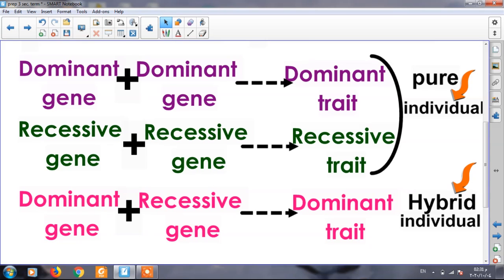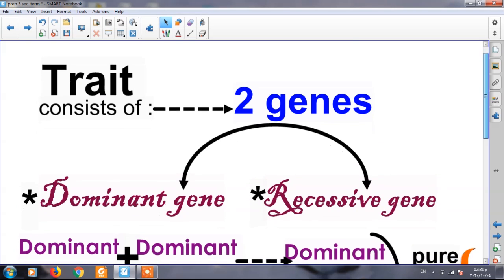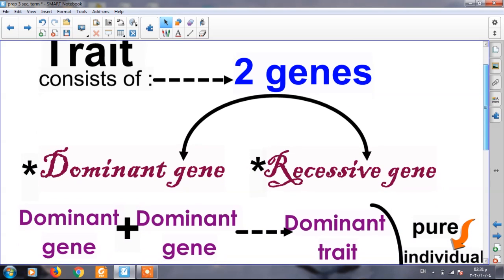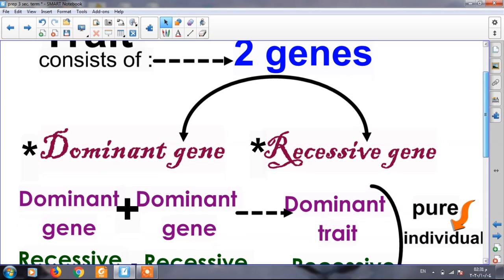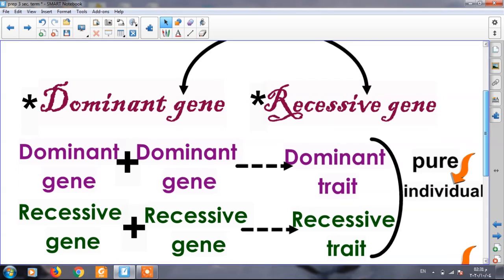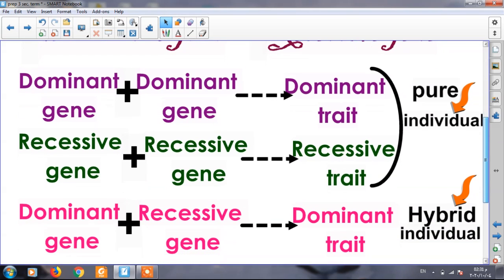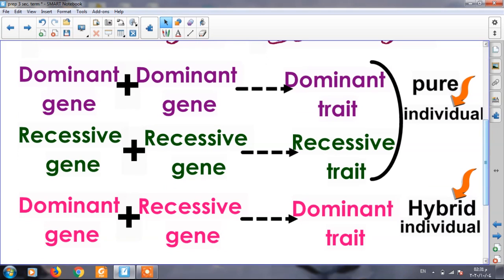So if we make a revision again, any trait in my body consists from two genes, a gene from mother and a gene from father. And also we have two types of gene, dominant gene and recessive gene. So we have three cases. Maybe this trait consists from two dominant genes, so my trait becomes dominant. Maybe two recessive genes, so my trait becomes recessive. Or maybe dominant and recessive, so my trait becomes what? Dominant. So by this way we have two individuals, maybe pure, maybe hybrid.